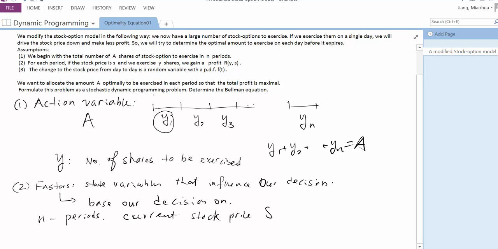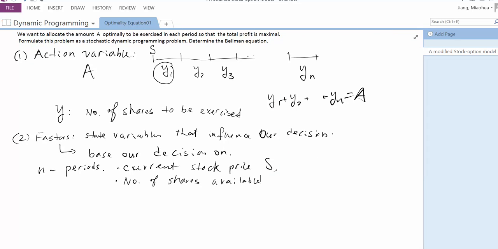So we start on the first day and look at the future. The current stock price is S. And of course, we also have another one: the number of shares available to us. For the first period, we have the total number A. But we remember that after the first day, this number is going to change. So we use another variable to do that, and that's going to be X.